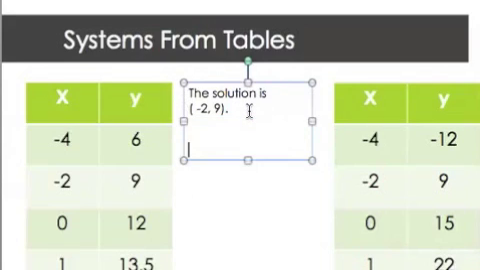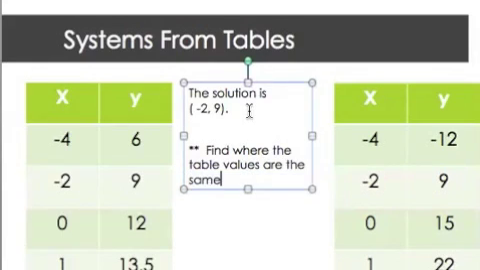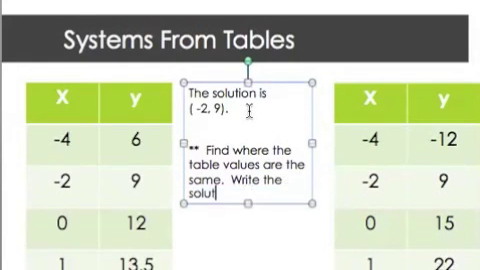So if you were taking notes, you would say, find where the table values are the same, and then write the solution as a point. That's basically what you're doing. You're finding where they're the same, and then you write it as a point.